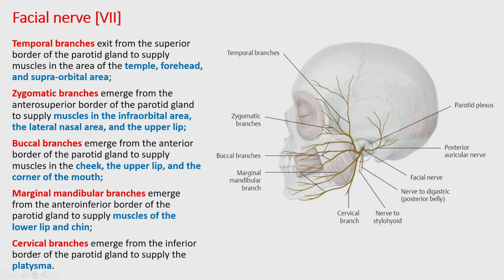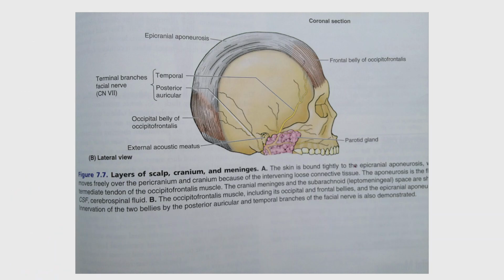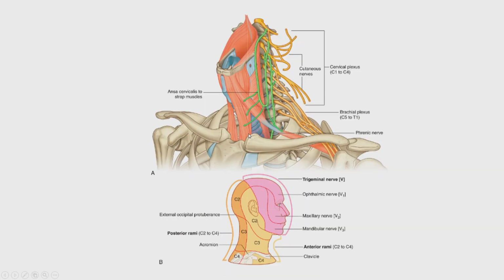So these branches, remember. And very important, again and again: the cervical branch of the facial nerve is responsible for the innervation of the platysma, the superficial muscle in the neck. And here is the posterior auricular, which innervates the occipital belly of the occipitofrontalis muscle. We mentioned it, and the posterior auricular muscle here.